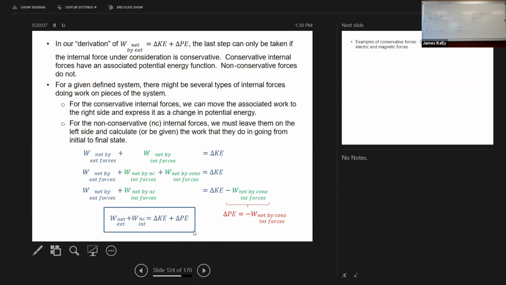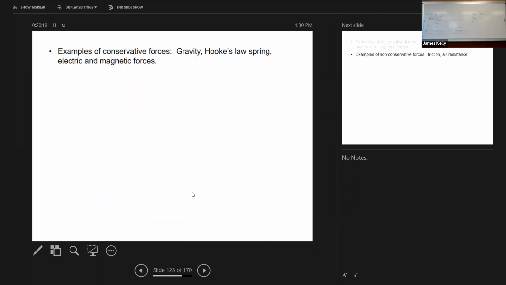So here is yet a third work-energy relation that teases this out. And let's go back to the high-level picture. Well, I guess we will in a second. Let's talk about examples first.